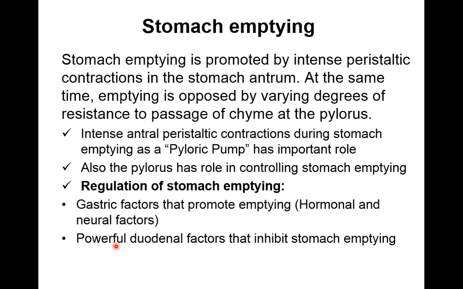Duodenal factors, as inhibitory factors in stomach emptying, include the same two types of factors, some hormones and neural factors. For example, for hormones, cholecystokinin, secretin, and for neural factors, some reflexes, gastrointestinal reflexes. So, all factors in the duodenum inhibit stomach emptying.